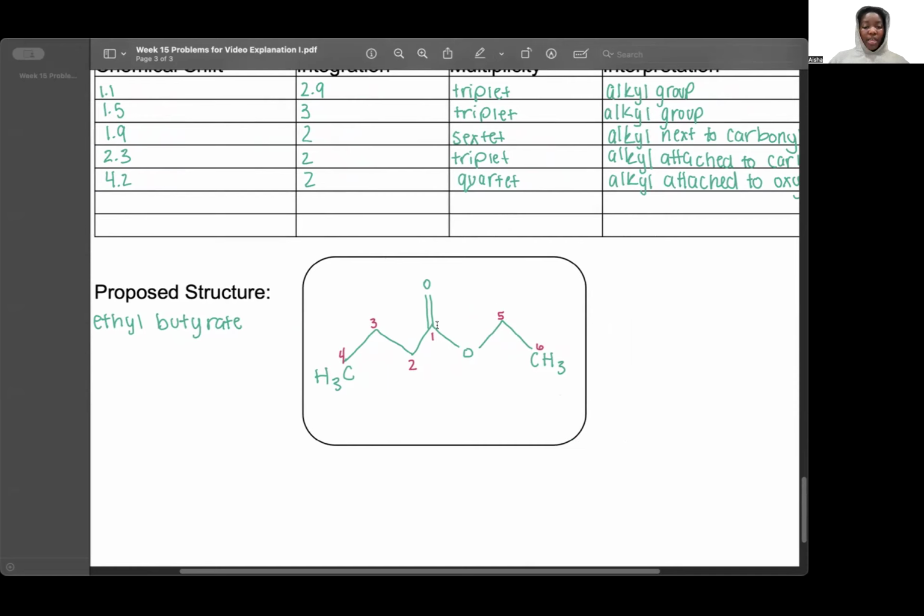And then for these carbons, carbon 5, carbon 2, carbon 3, that's a CH2 structure, so it has 2 hydrogens on either end.